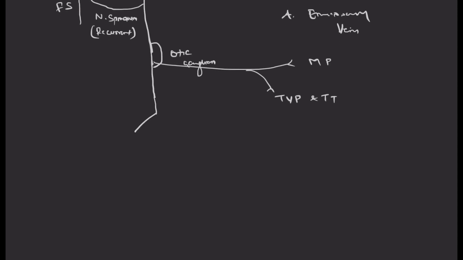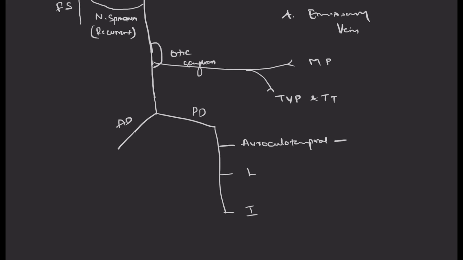Now coming to the two divisions: the anterior division and the posterior division. The posterior division has three parts. Remember the mnemonic ALI. One is the auriculotemporal nerve, which supplies four things. Number one, the temporal part, the skin of the temple. Number two, it supplies the upper part of the auricle, the upper two third.